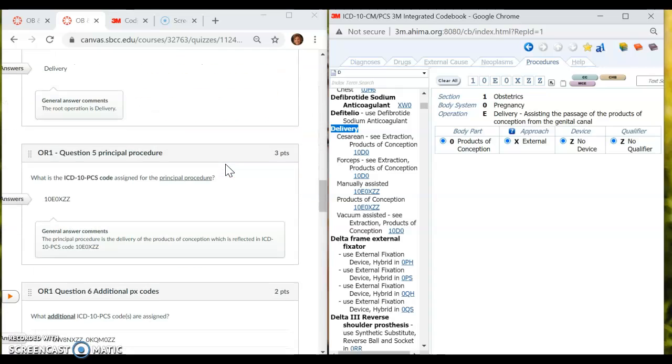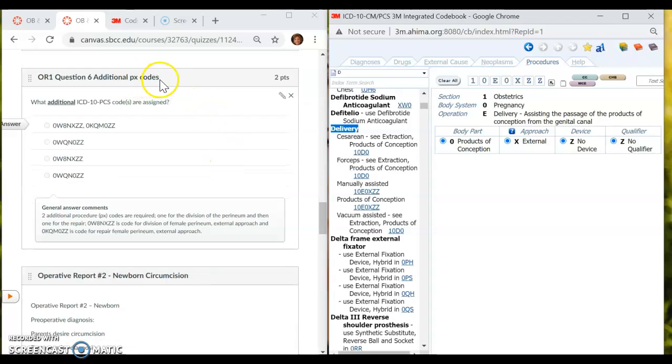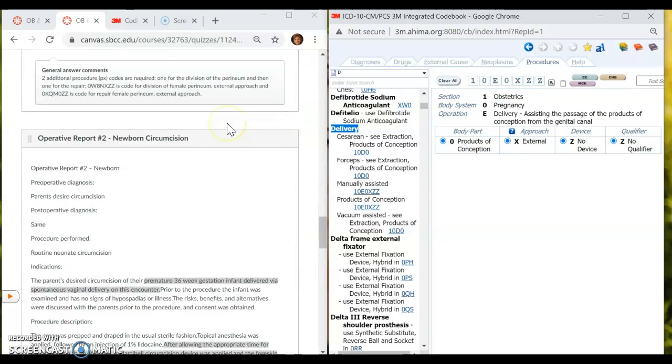Okay, so on that note, let's go to what additional procedure codes we needed. Right down here, we needed two additional, one for the division and then one for the repair. Okay, so we did the episiotomy and then we did the repair. So that is why we do need both codes.